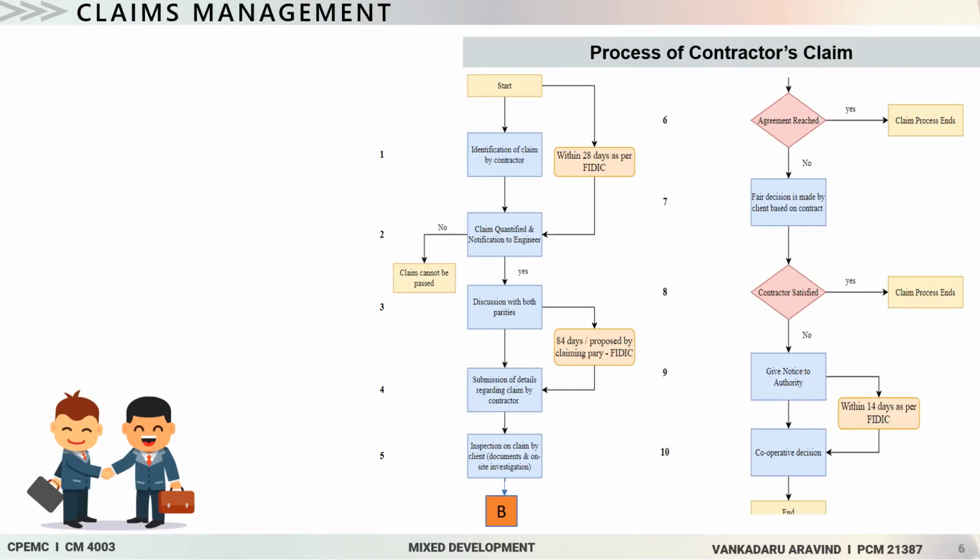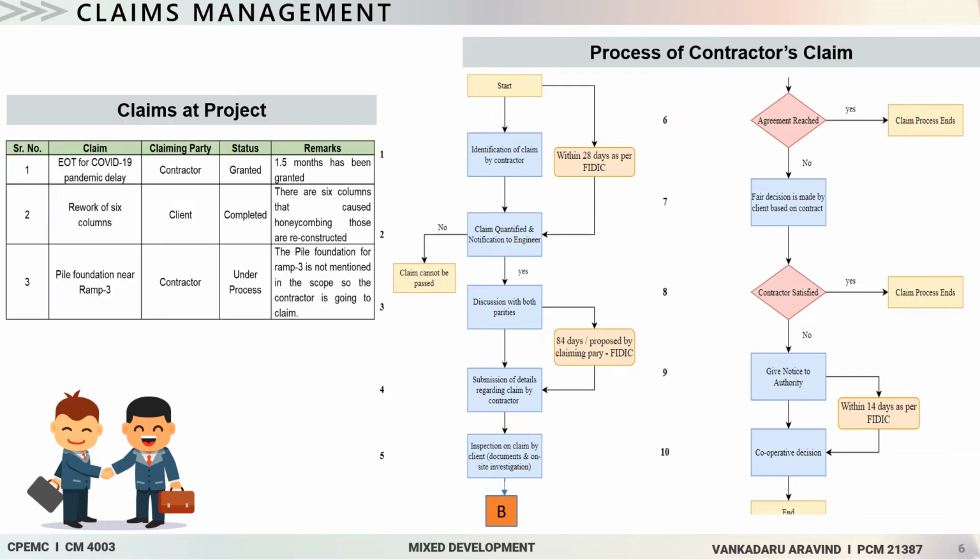On the right hand side, the process of claim management is shown. On the left hand side, the claims at the project are shown. These claims are bifurcated into majorly 4 different sections, and each section comprises different claims, and there are totally 16 different types of claims we identified during the project. In discussion with the project manager, we identified 3 important claims.